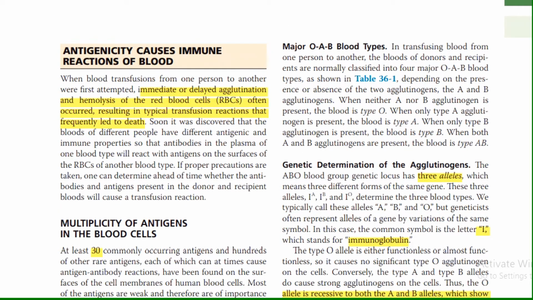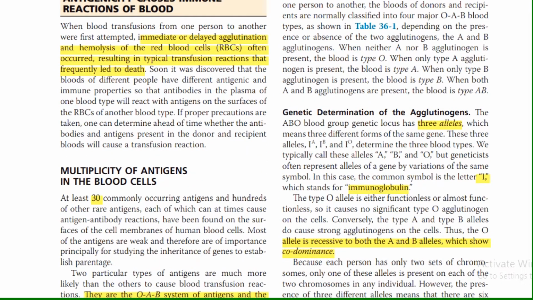Major ABO blood types are: in transfusing blood from one person to another, the blood of the donor and recipient are normally classified into four major ABO blood types. It can be A, AB, B, or O.